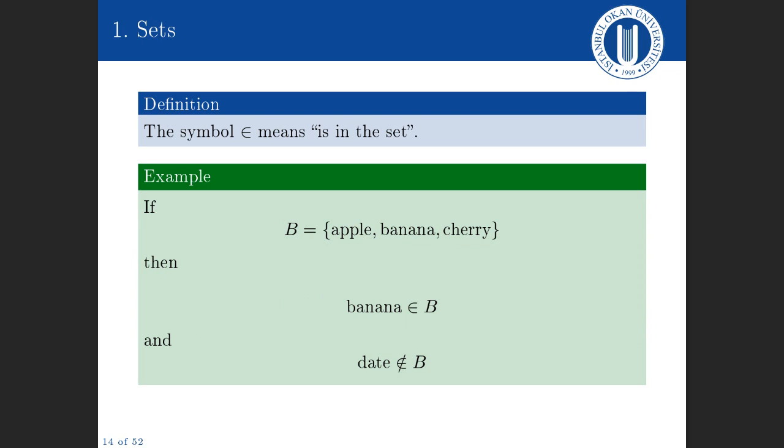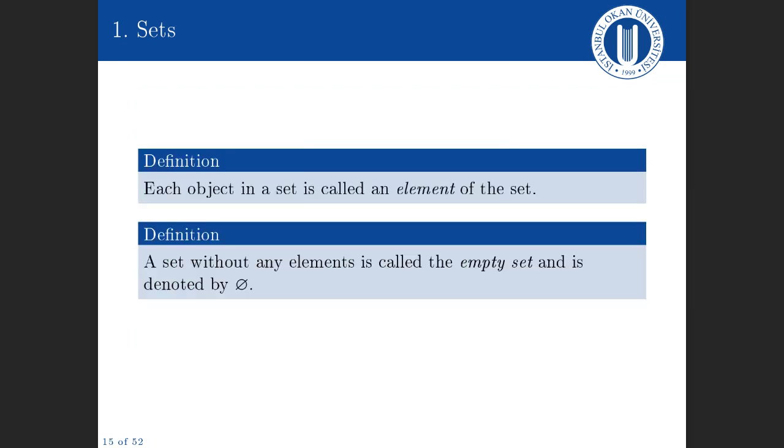This symbol looks a little bit like a letter E. This means is in the set, or is a member of the set. So for example, if B is the set apple, banana, and cherry, then we can say banana is in this set, but date is not in this set.